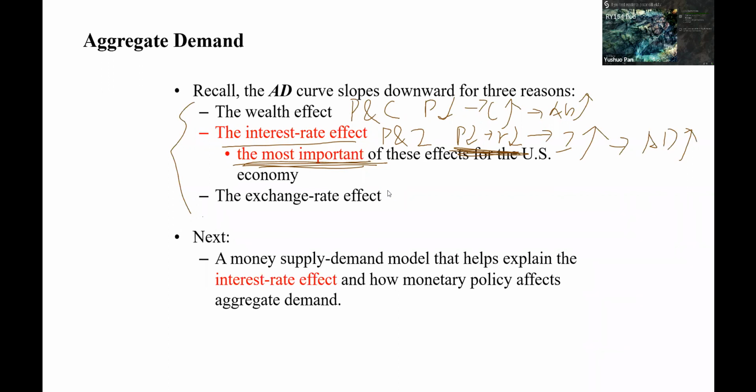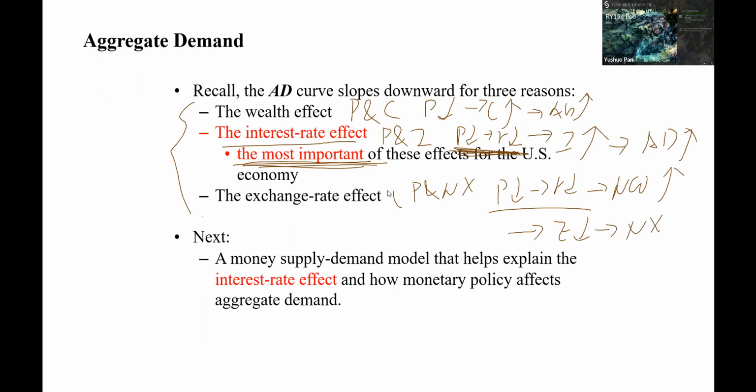The last effect is the exchange rate effect. That's the relationship between P and NX. If P decreases and again R decreases, positive relationship, NCO increases. Then the supply of dollars increases, the exchange rate depreciates, and net exports increase. That will cause AD to increase. So those are the three effects we learned in Chapter 20.